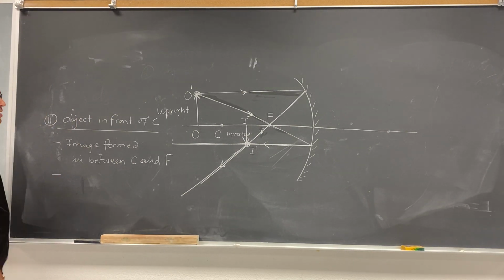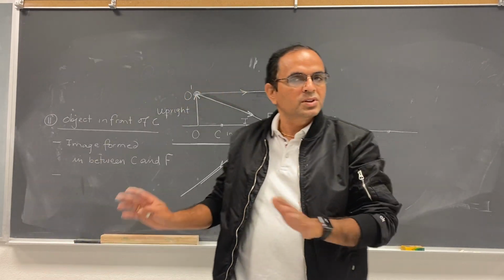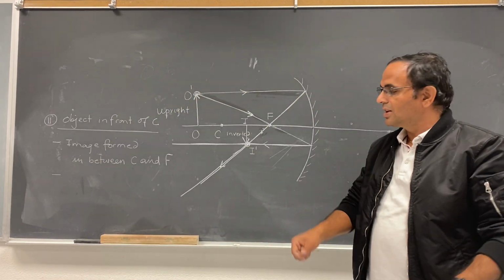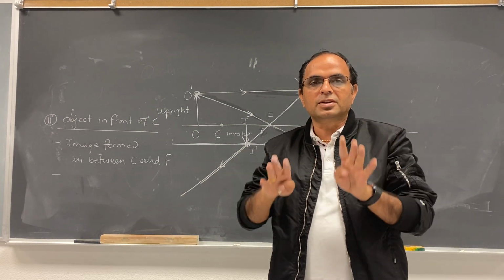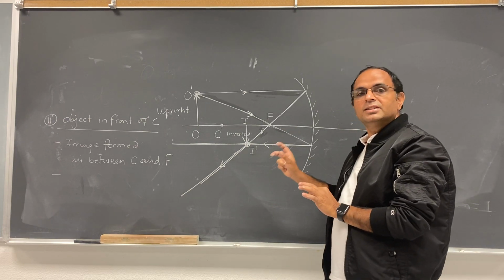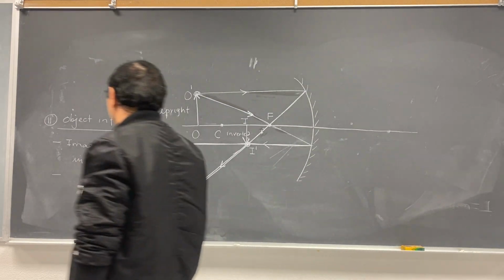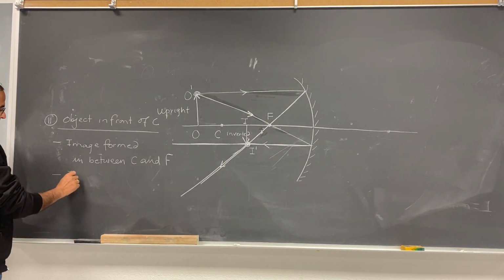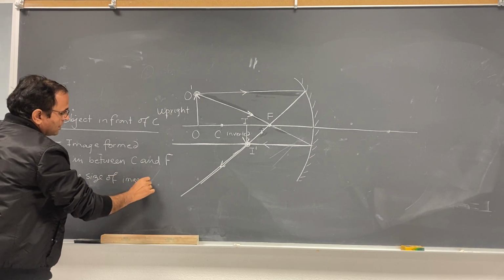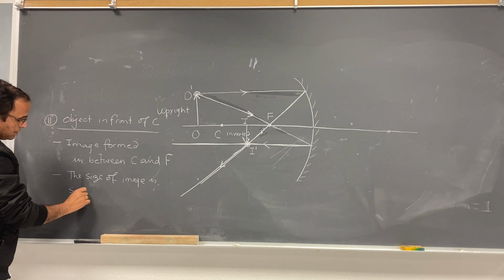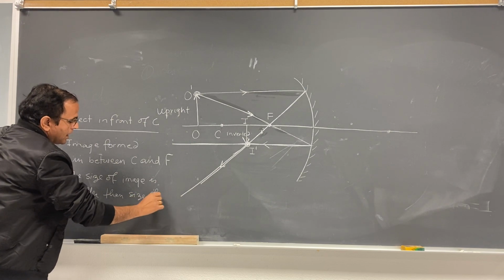Number two, the image is smaller than the object. I told you that I'm not using a ruler. You see that I'm not using a ruler, protractor, nothing. I'm just using my hand. So if you use the ruler, if your measurement is proper, exact measurement, you can easily observe this. This image is smaller than this object. So in this case, the size of image is smaller than size of an object.